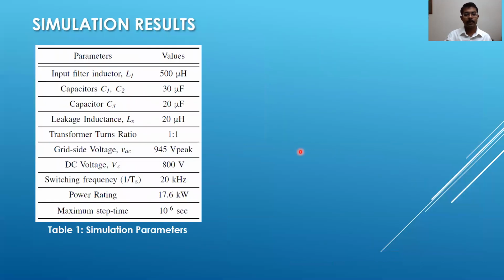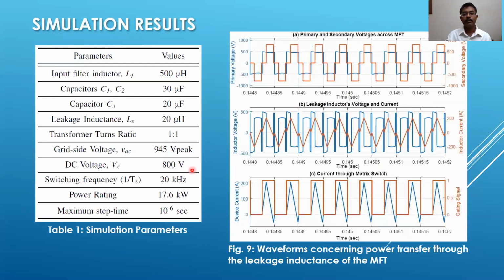Coming to the simulation part, we have simulated the actual parameters that would exist in a 1 MVA solid state transformer. The submodule power rating would be about 17.6 kilowatt, and we have taken the grid side AC voltage and grid side DC voltage, as I have explained, the optimal parameters, and the switching frequency is kept at 20 kilohertz for our simulation.